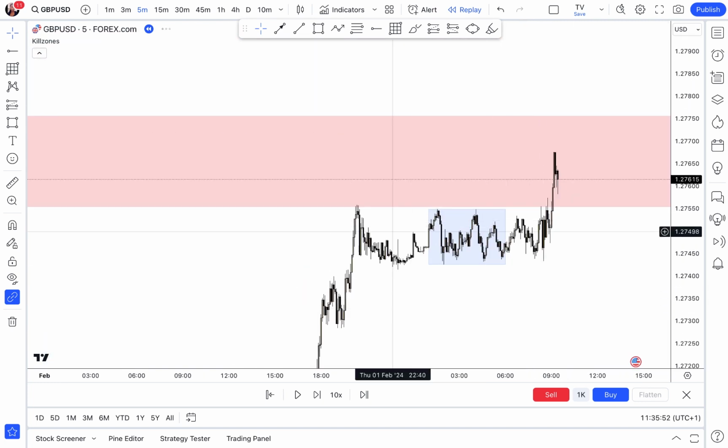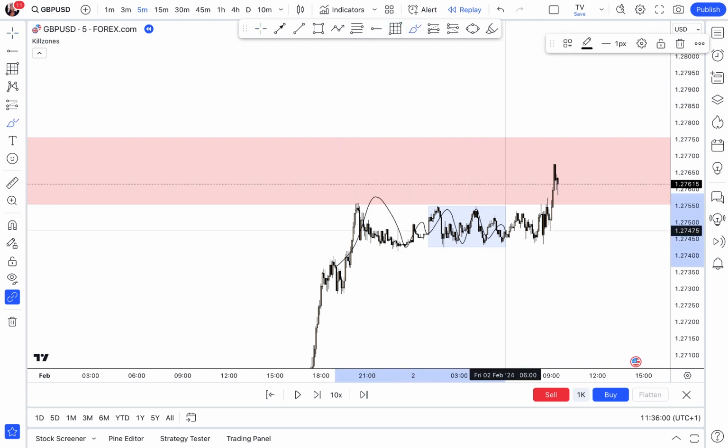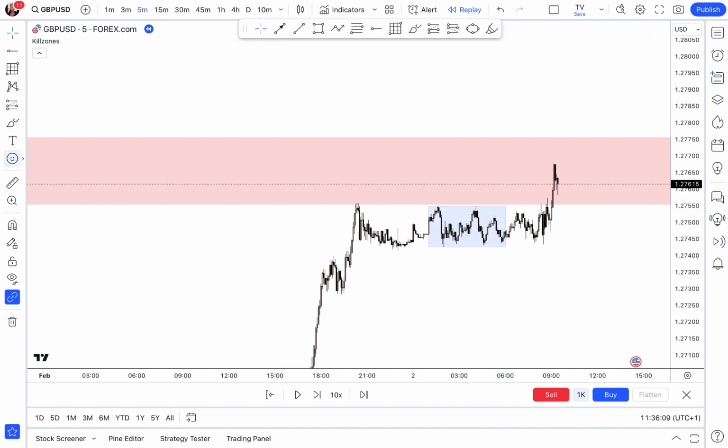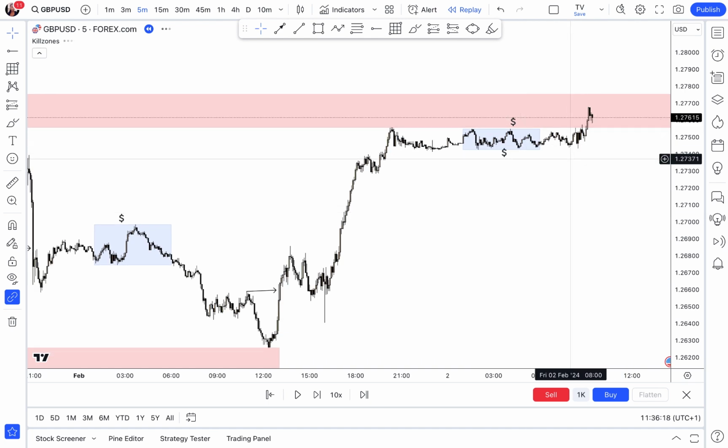So on this day, on this Friday, you can see this is the Asian session and this is the London session. You can see that market was consolidating on this particular day. Market was consolidating, and we have the Asian range high and the Asian range low. This is the high and this is the Asian range low. So for us to take a sell on this day, we need to see the Asian range high being taken out. That's the first thing we need to see.